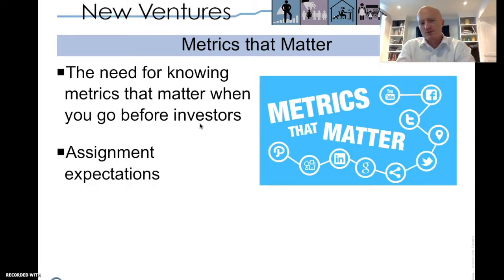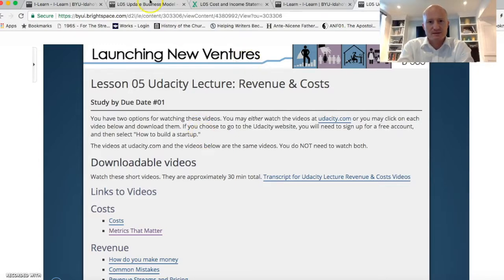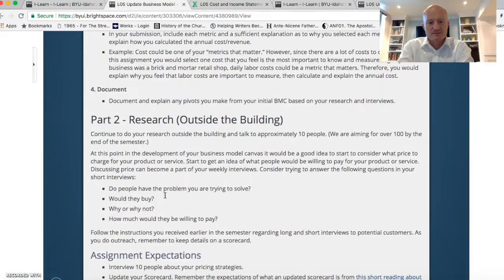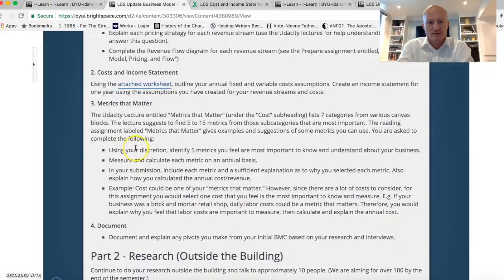And so with the assignment expectations, it's pretty clear as it's laid out in the assignment. You just go there. Using your discretion, identify 5 metrics that you feel are most important to know and understand. Those metrics are going to come from the Udacity lecture. It's going to actually list 7 categories of metrics that matter. You're going to use your discretion and pick 5. 5 you think are the most important for your business. 5 that you feel make the most sense that you should focus on.